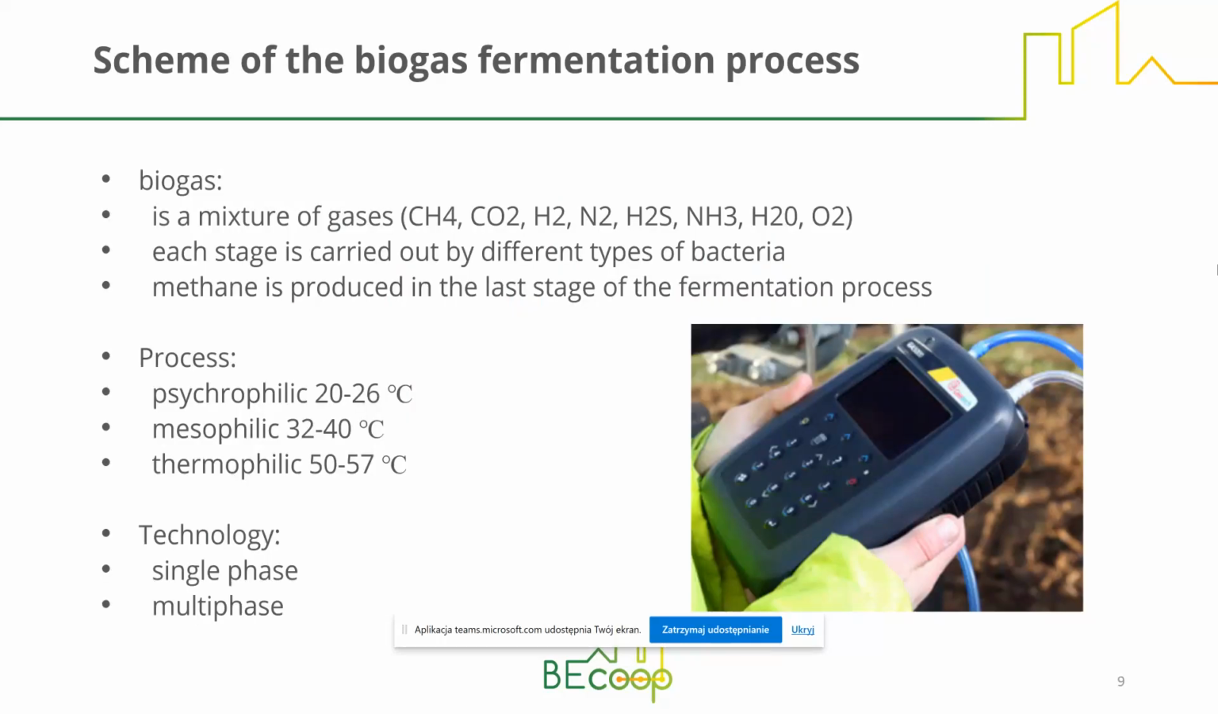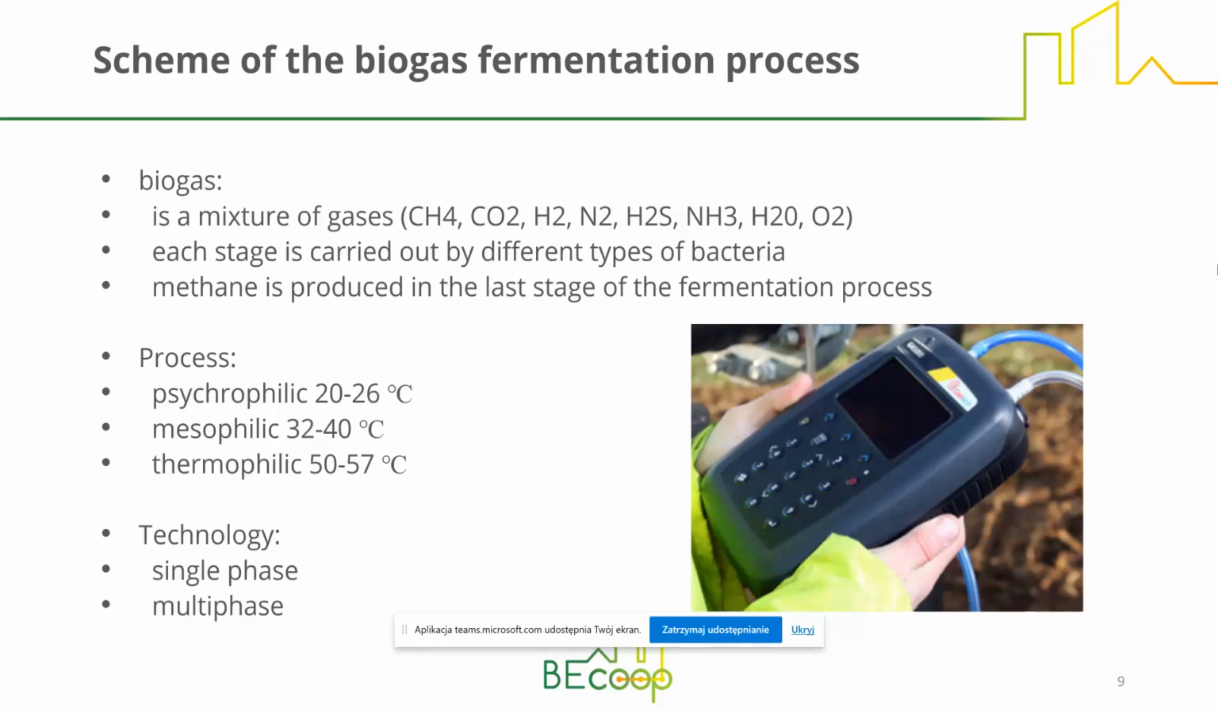Some schemes of the biogas fermentation processes. Biogas itself is a mixture of gases, as I mentioned before, usually with a methane composition from 45 up to 55, even 60%. If we talk about biomethanization or biomethane plants, the composition of the biomethane has a much higher methane fraction, even up to 90-95%. The rest of the gases are usually carbon dioxide, hydrogen, nitrogen, H2S, NH3, water, and oxygen itself.